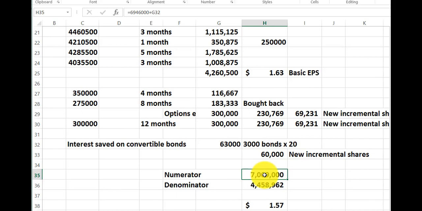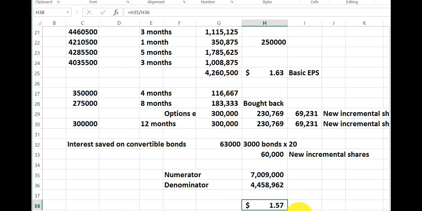So our numerator, or our top number in our calculation, is our original net income plus the 63,000, or 7,009,000. Our denominator, the bottom number, is increased because we take what we had for basic, 4,260,000, add the incremental new shares for options, add the incremental new shares for restricted stock, add the incremental new shares for the convertible bonds, and we get our new denominator. Dividing those, we get $1.57 as our fully diluted earnings per share.